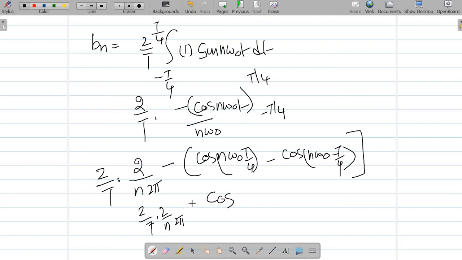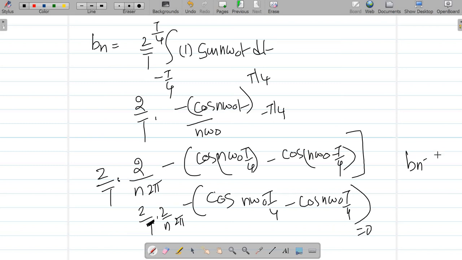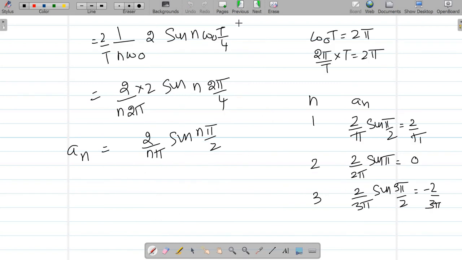n omega naught pi by 4 minus cos n omega naught t by 4. So this will evaluate to 0. So Bn is equal to 0. So we found the An values and we found the Bn values. The An values are: for the first harmonic it is 2 by pi, for the third harmonic it is minus 2 by 3 pi, for the fifth harmonic it will be 2 by 5 pi, and so on and so forth.